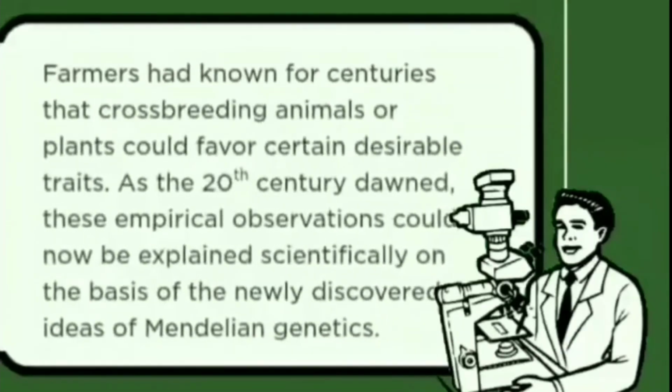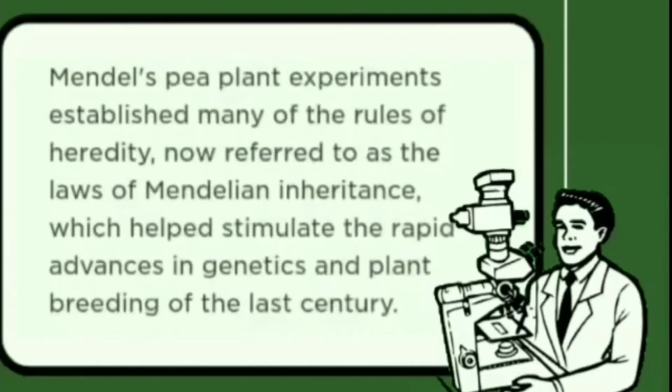Farmers had known for centuries that crossbreeding animals or plants could favor certain desirable traits. As the 20th century dawned, these empirical observations could now be explained scientifically on the basis of the newly discovered ideas of Mendelian genetics. Mendel's pea plant experiments established many of the rules of heredity, now referred to as the laws of Mendelian inheritance, which helped stimulate the rapid advances in genetics and plant breeding of the last century.